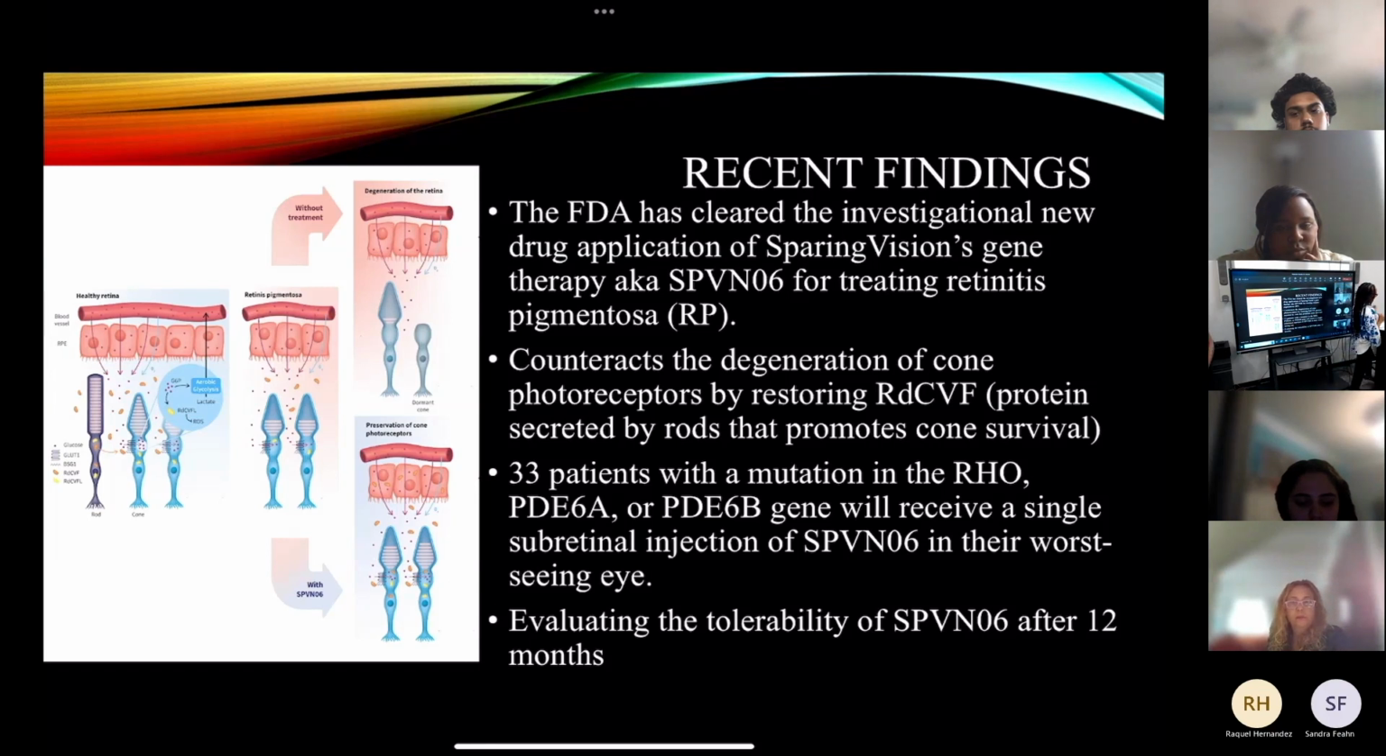And then in the study, 33 patients with a mutation in the RHO, PDE6A or PDE6B gene will receive a subretinal injection of SPVN06 in their worst seeing eye. They're still evaluating the tolerability of SPVN06, so hopefully some more research. Well, it's in the process, but by 2025, they'll have more updates on the study.